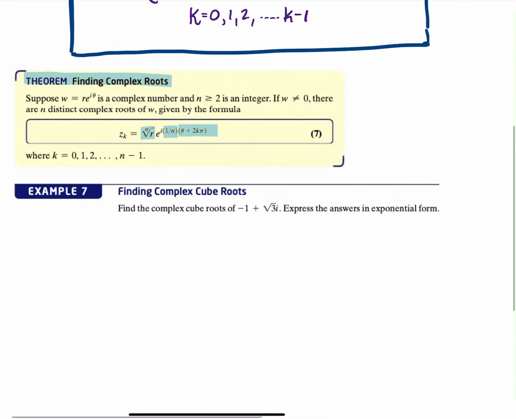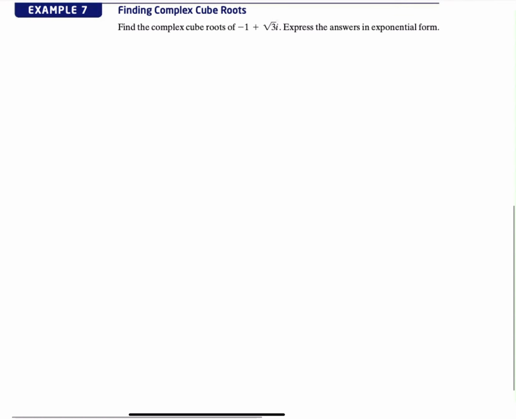So let's find in example 7 the complex cube roots of -1 plus root 3i. So I'll start out by saying that that's our complex number, -1 plus root 3i. Let's get it into exponential form. So our x value is -1. Our y value is the square root of 3. X is negative, y is positive. That means we're in quadrant 2.